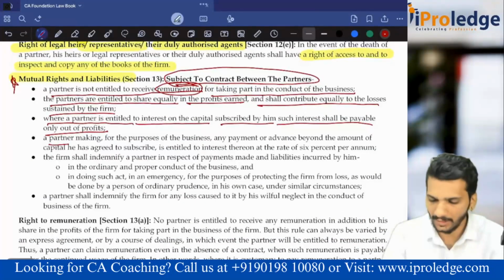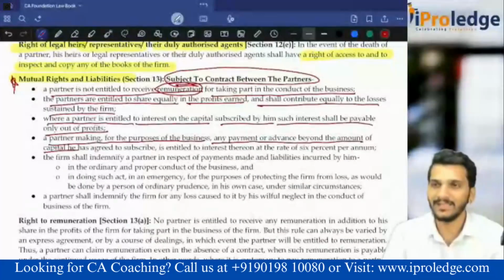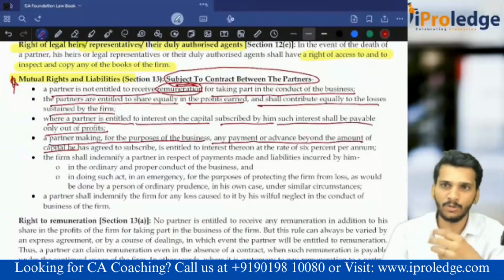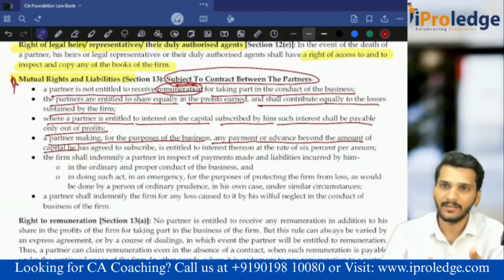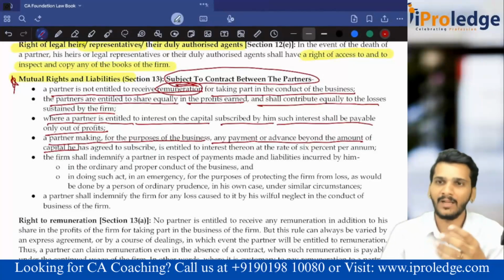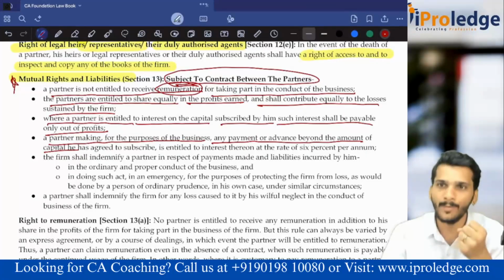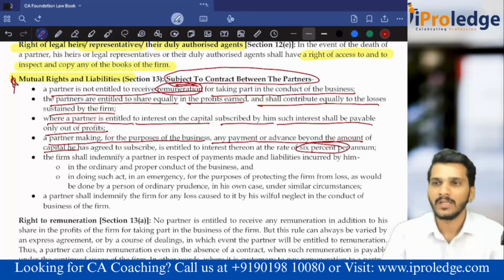Then a partner making for the purpose of business any payment or advance beyond the amount of capital. It is like, as per 3 is to 2 is to 1, I have to contribute 3 lakh, you have to contribute 2 lakh, you have to contribute 1 lakh. But instead of 3, I contributed 6 lakh. I contributed an extra amount. For that extra amount, I definitely have the right to get interest. How much interest? If nothing is mentioned, then it is 6%.